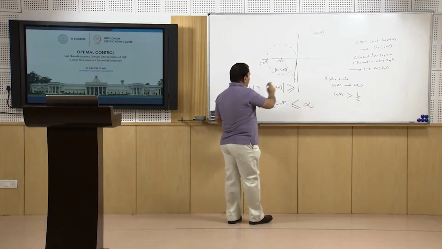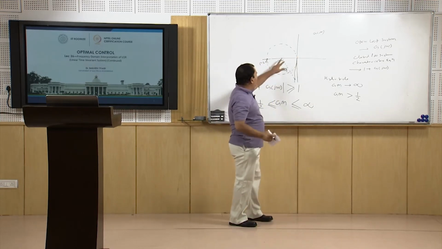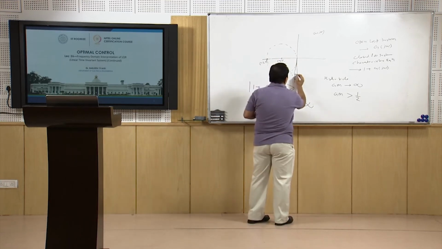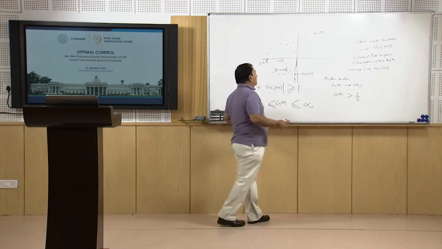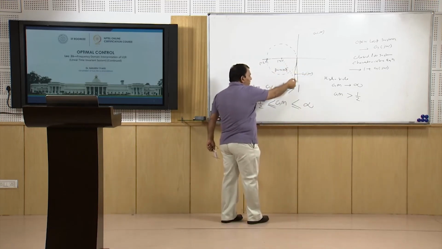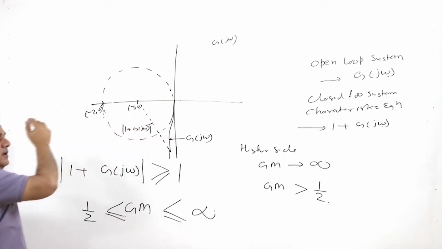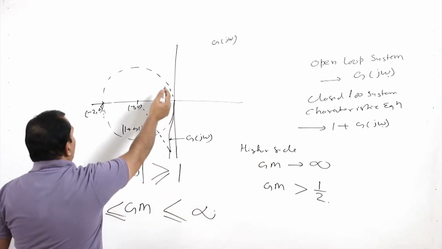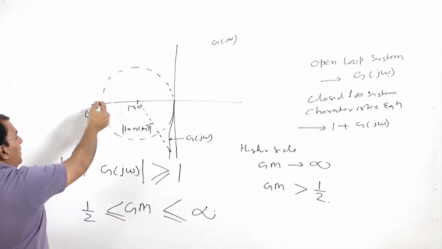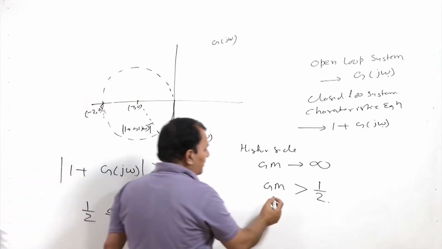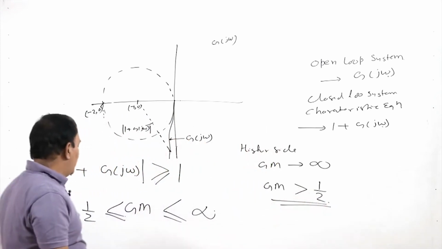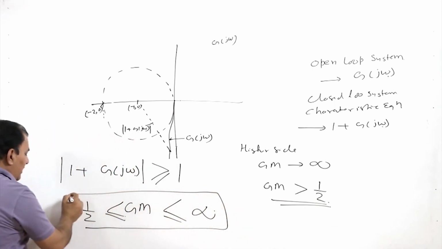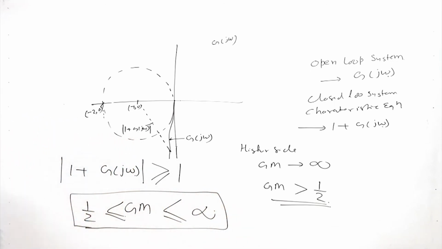At the most, as per this condition, it can have the magnitude as unity. So, at the most my Gj omega plot may be tangent to this and can move here, it cannot enter into the circle. So, gain margin will be infinity. At the most it may be tangent to the minus 2, 0 point, where gain margin will be 1 by 2. So, I can say for an LQR system my gain margin lies between half and infinity.